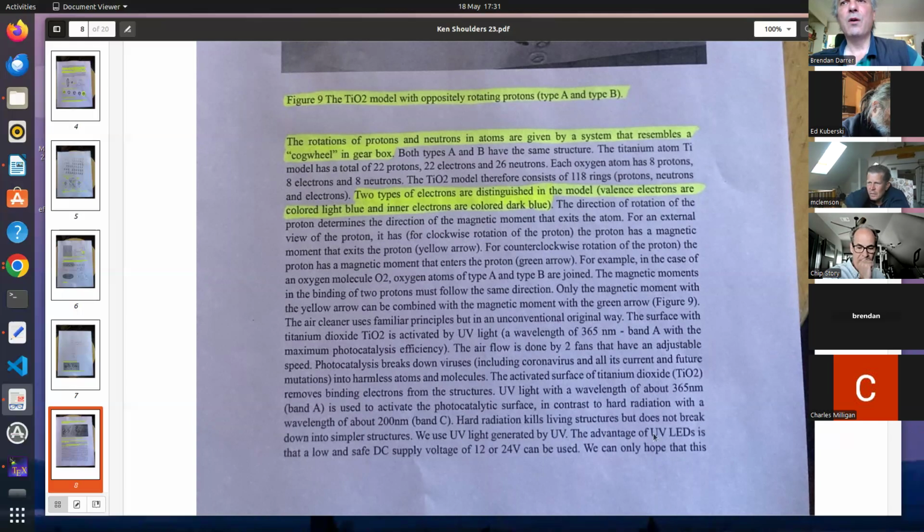The advantage of ultraviolet LEDs, that might be a typographical error. Might be LEDs there, but anyway.